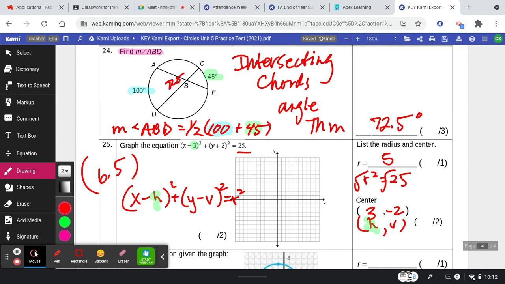Now you're going to go draw me that circle. Go 1, 2, 3 to the right, go down 2, and put your center. That is the center, your starting point of the circle. You then go do your radius, which is going to be 5 in all the directions. So 1, 2, 3, 4, 5 in each direction. And then do your best to connect it. If it looks funky like mine, you still get credit.